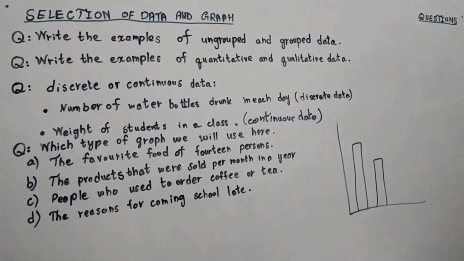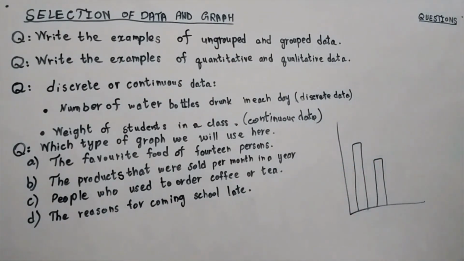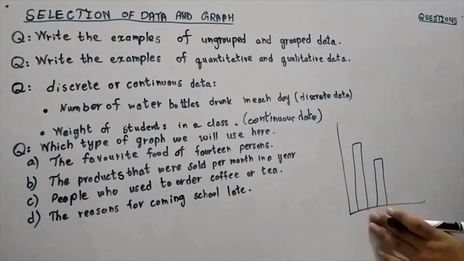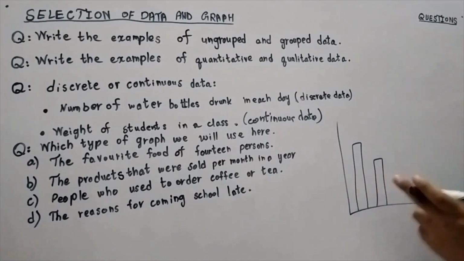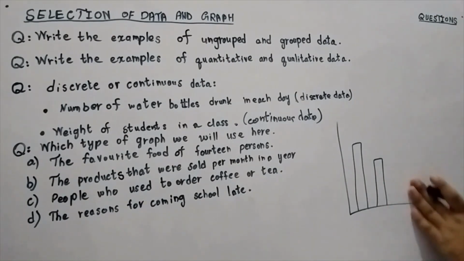Bar graphs are used to represent distinct data. If we are finding the frequency, or the number of people, and we have distinct categories, here we have coffee, here we have tea, we will use a bar graph in that case. Clear? So we will use a bar graph if we have distinct data.